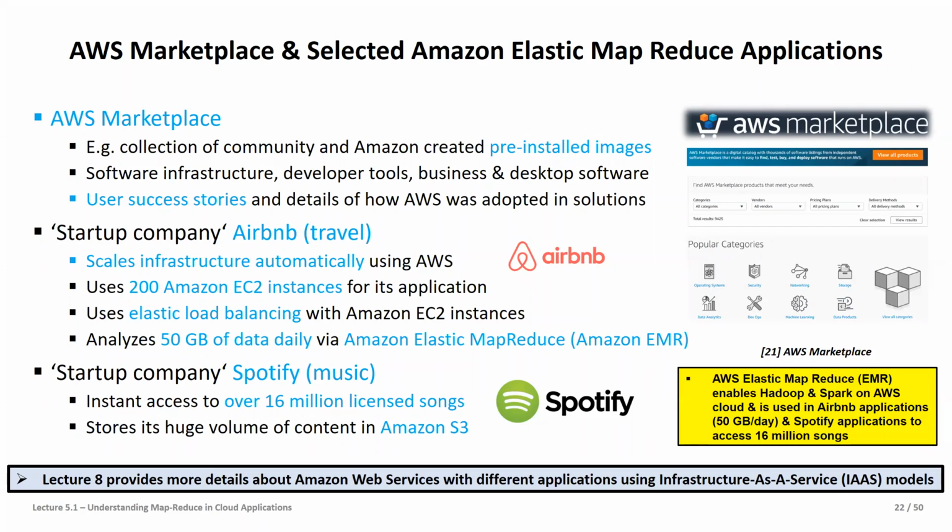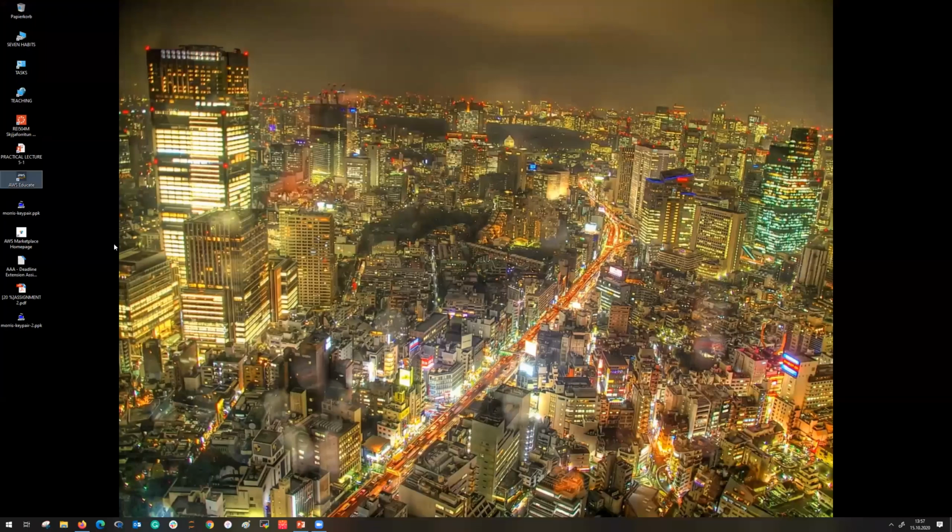So first of all, there's an AWS marketplace. There's a collection of really community-centered images, software, tools. It is a very rich store essentially of lots of different elements. So let's go quickly to this marketplace homepage.